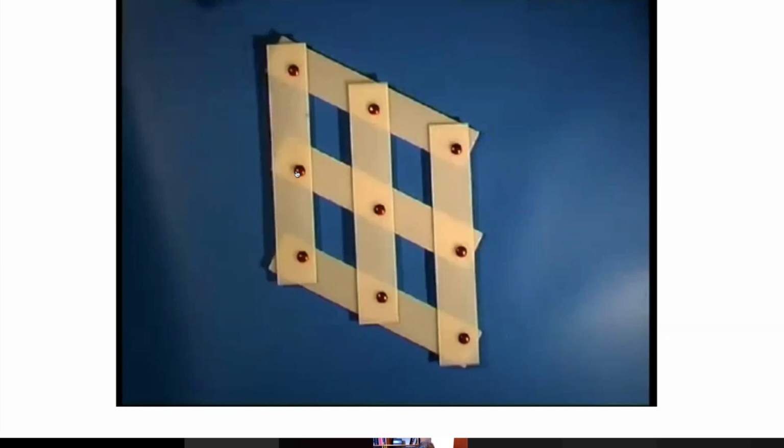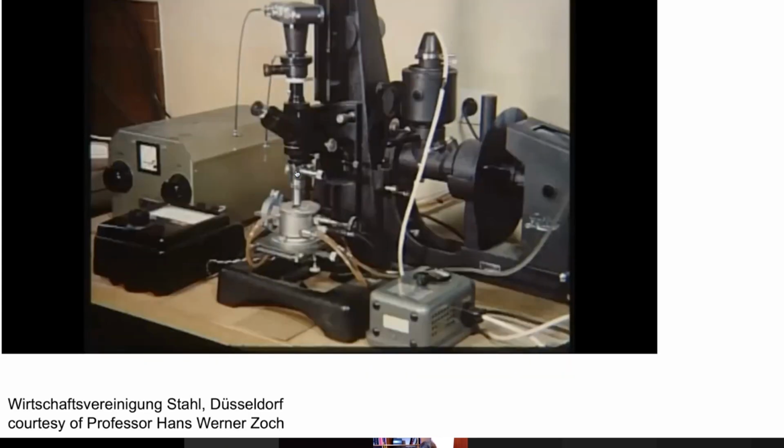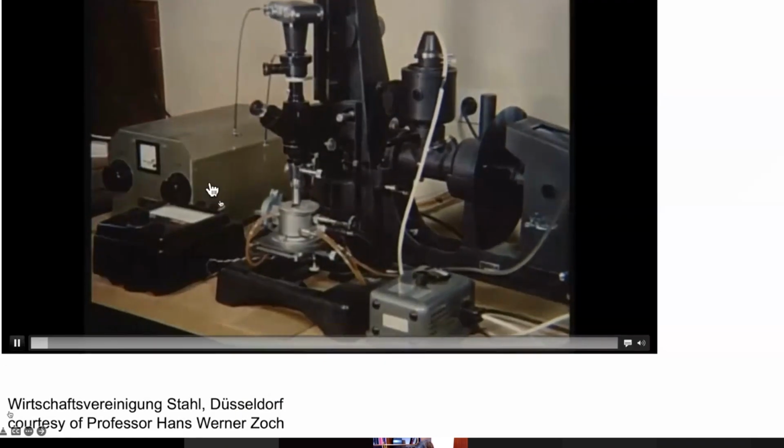So the next movie is one of the beautiful movies made in Germany, showing you an actual shape deformation happening on austenite, which has been polished optically flat and then is cooled. So this is in German, but this is a hot stage optical microscope.